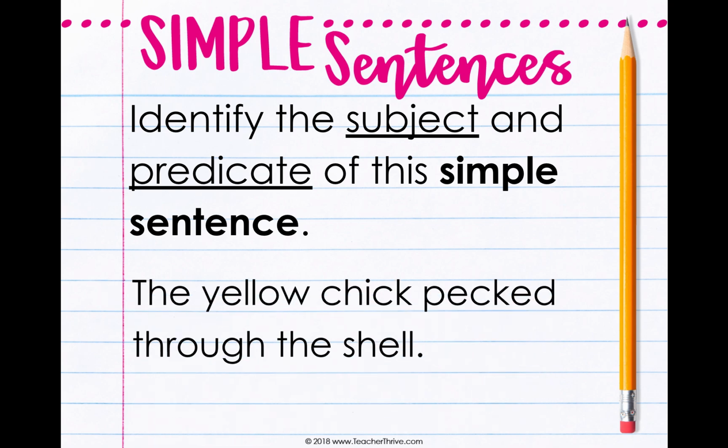The yellow chick pecked through the shell. Chick would be the subject. Pecked through the shell would be the predicate. And that's telling us what the chick is doing. And then chick was our noun, our who.